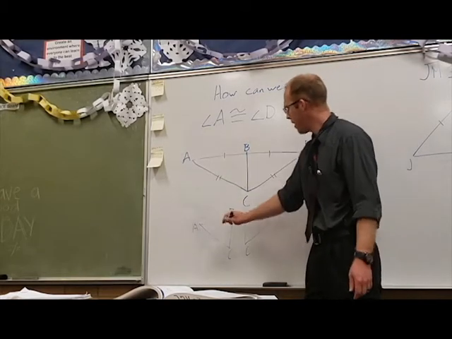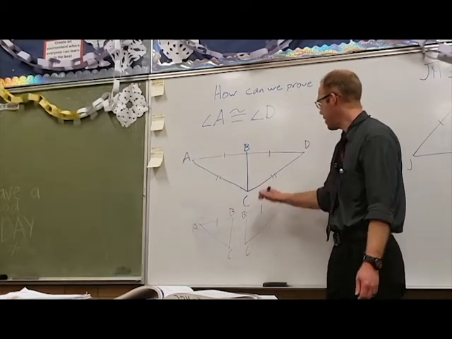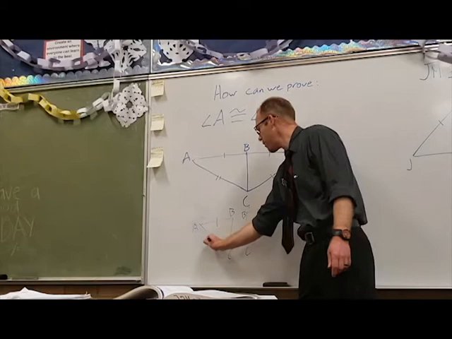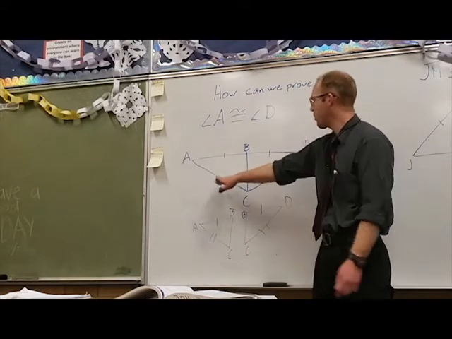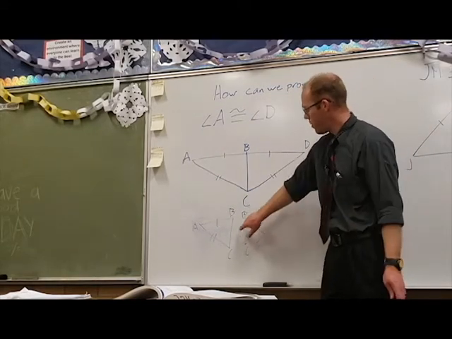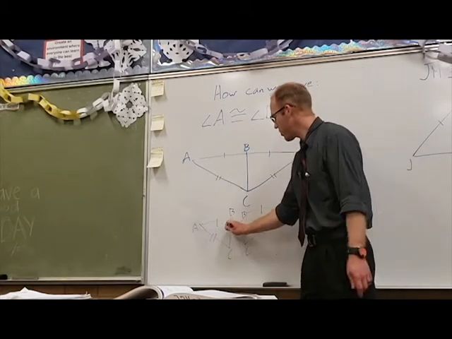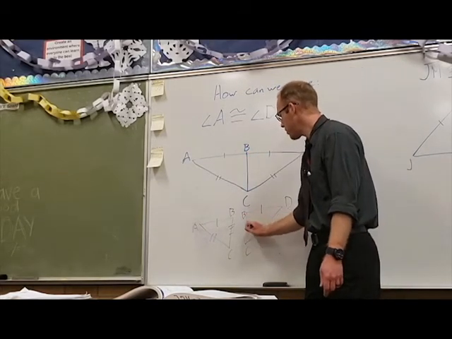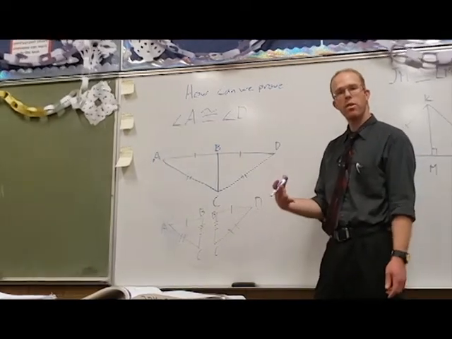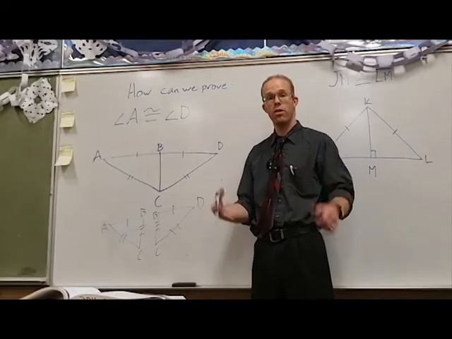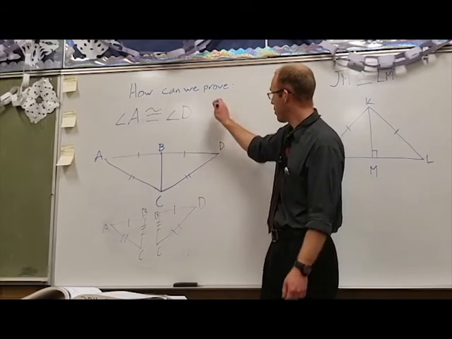Now I have this side, AB is congruent to BD, that was given in this picture. I have this side and this side that are congruent to each other. And this third side right here is really the same line, that's BC right there. So this third side of each triangle is congruent to each other. That gives us enough information for the side-side-side congruence theorem.